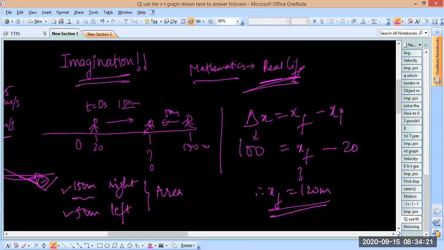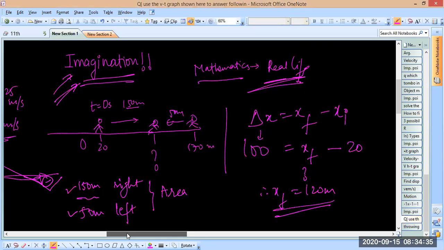Maths is also quite easy, but still I would insist that you should learn how to imagine everything, right? Clear, both the methods? All right. So now let's go to the next question. The final answer of that question is 120 meters.